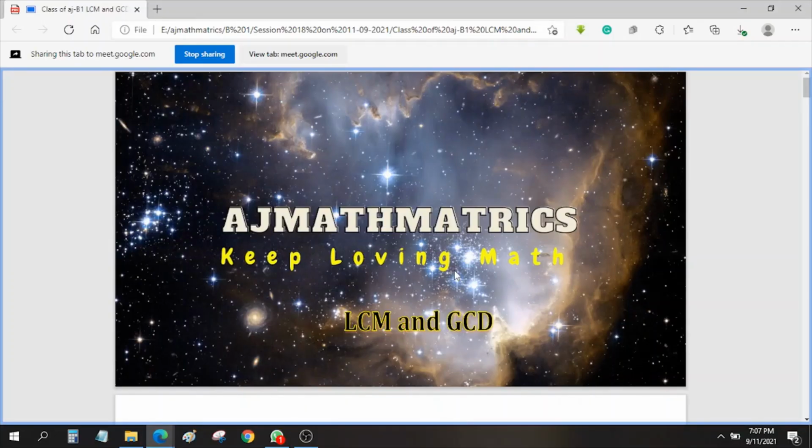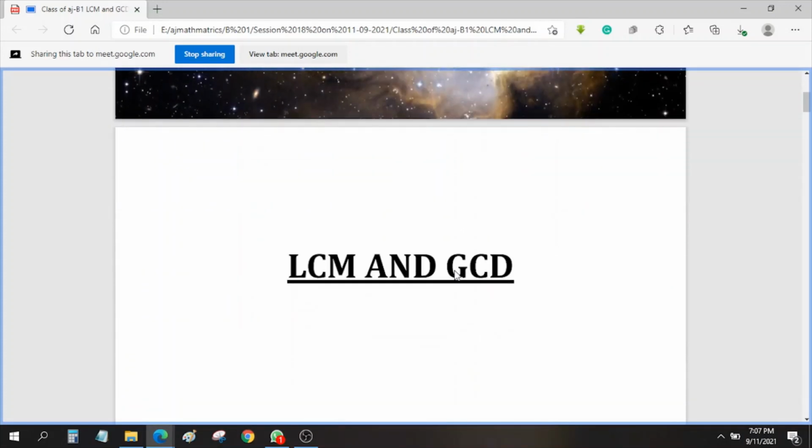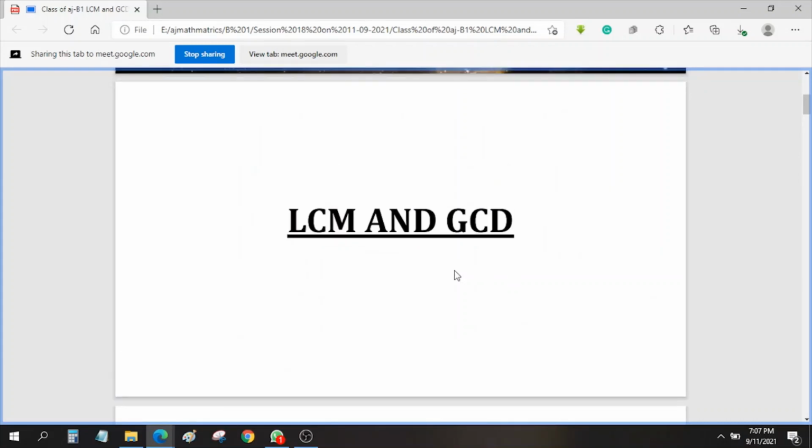So our today's topic is LCM and GCD, that is least common multiple and greatest common divisor. You know a few basics about the least common multiple. First we need to find the multiples, then we need to find the common multiples in that, and then we need to find the least common multiple in that.